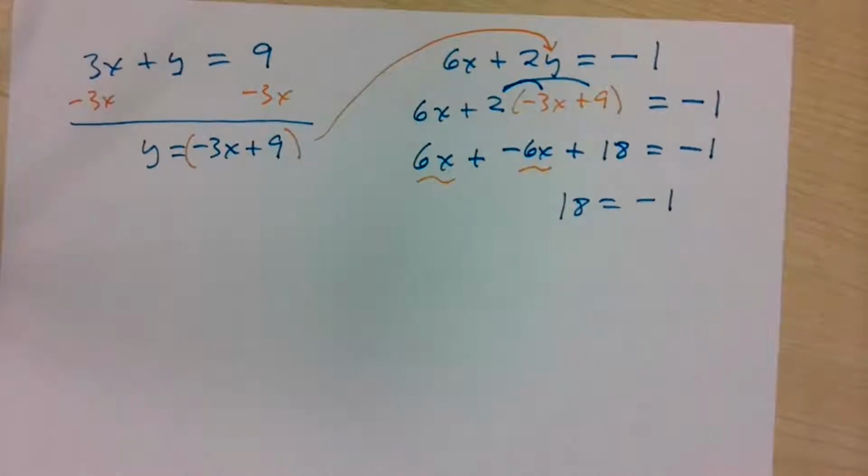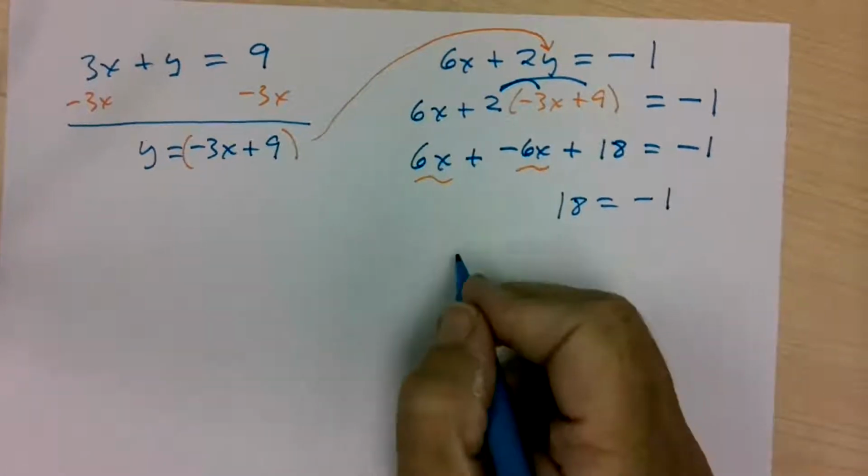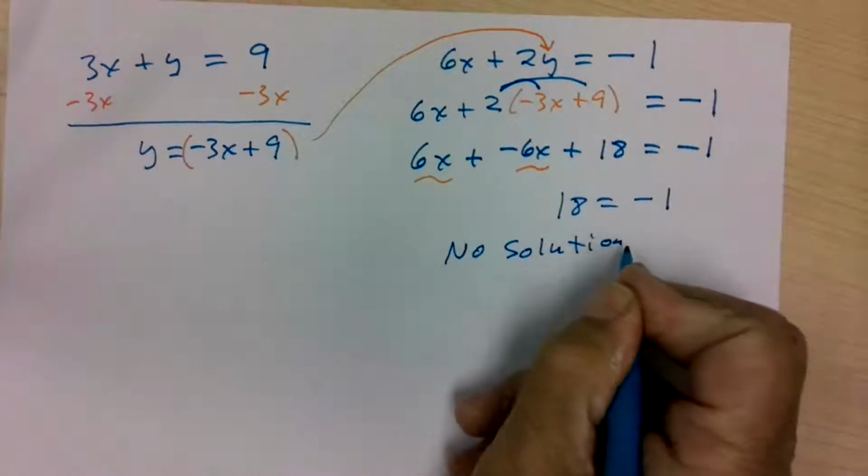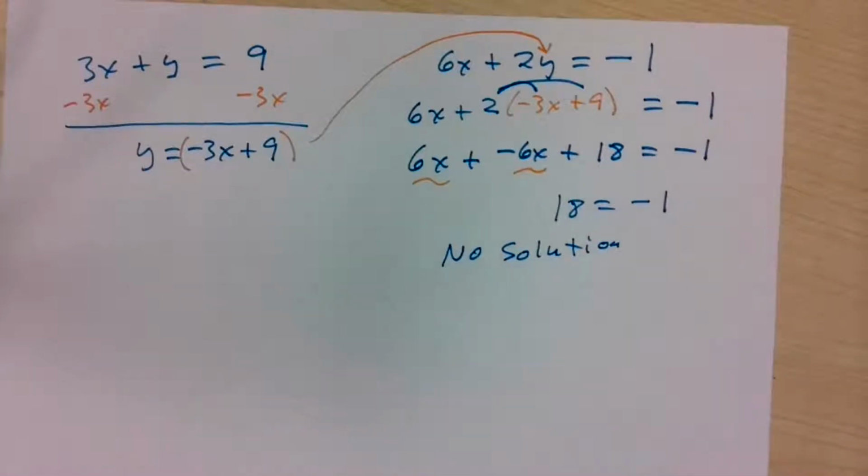So what does this tell us? 18 equals negative 1 is a ridiculous statement. What that tells us is there is no solution. Now remember, both of these things are lines. We have the line 3x plus y equals 9 and 6x plus 2y equals negative 1.